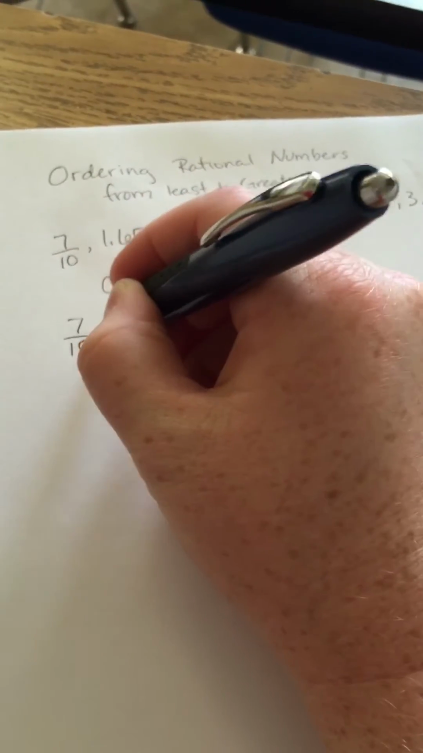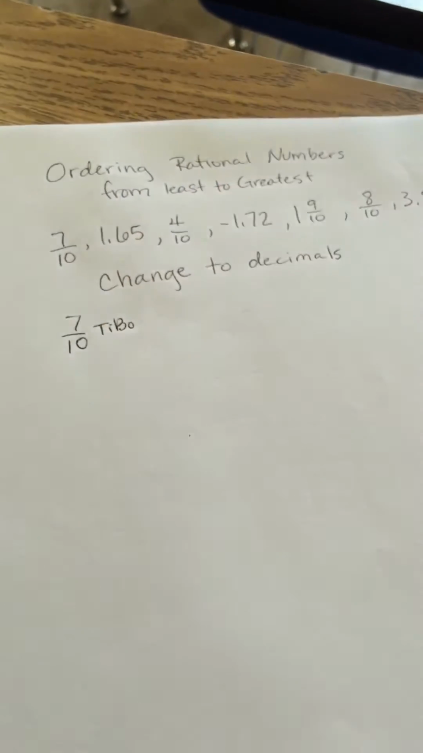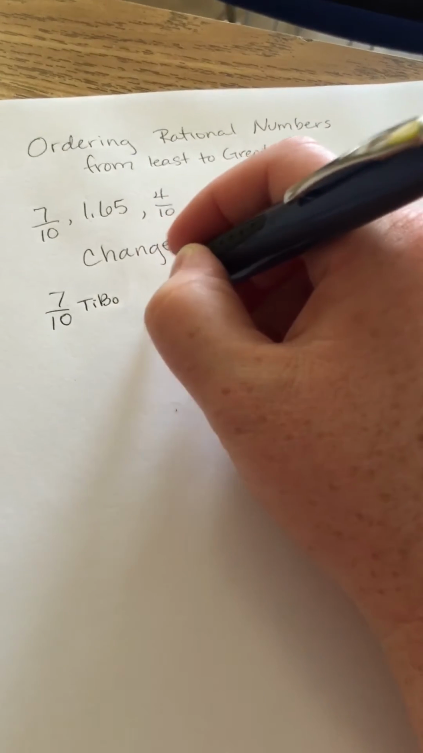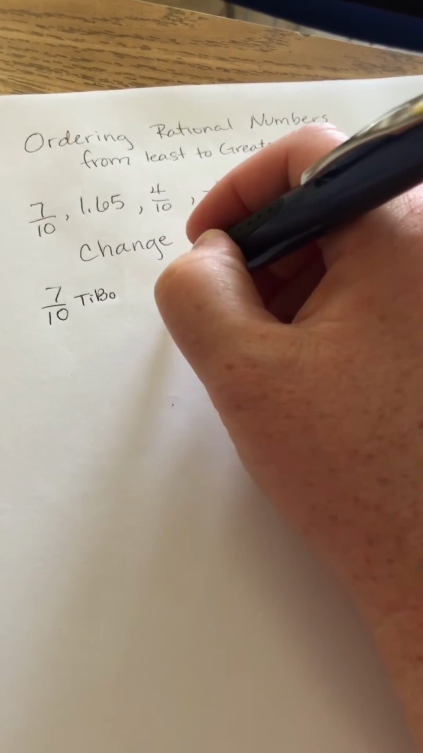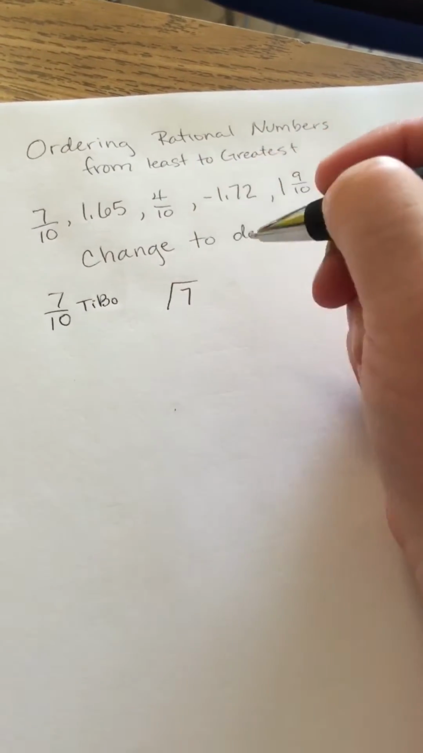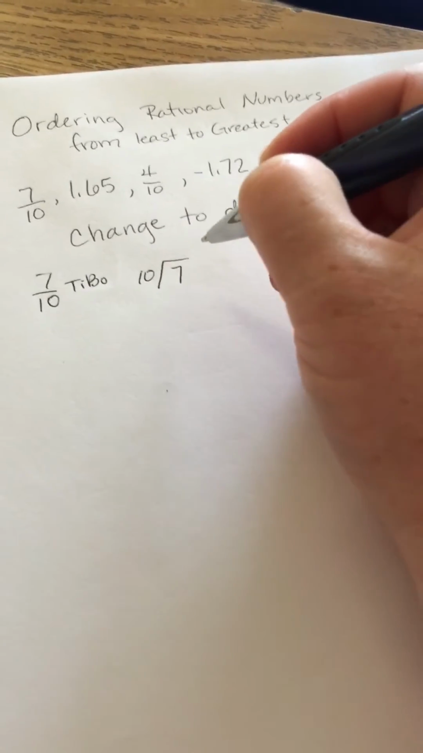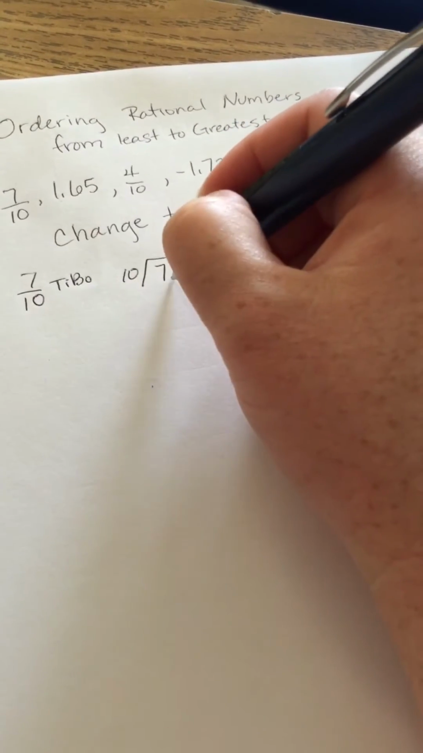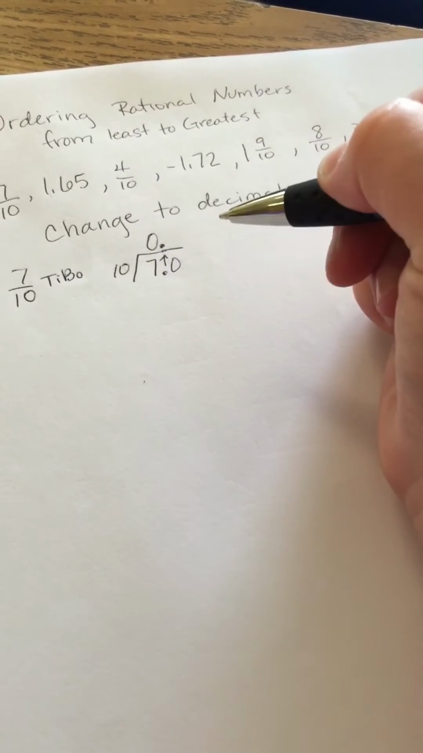Remember, we're going to use Taibou to change it into a decimal. So remember, a top number or numerator goes inside your box, and the denominator, the bottom number, goes outside your box. Check and see, does 10 divide into 7? No. And so when we get that no, we're adding a decimal and a 0. We bring our decimal straight up. This no says we put a 0 here.